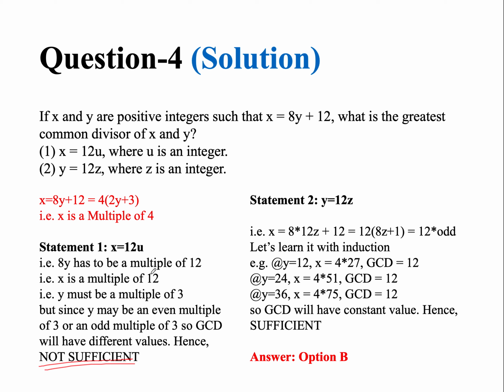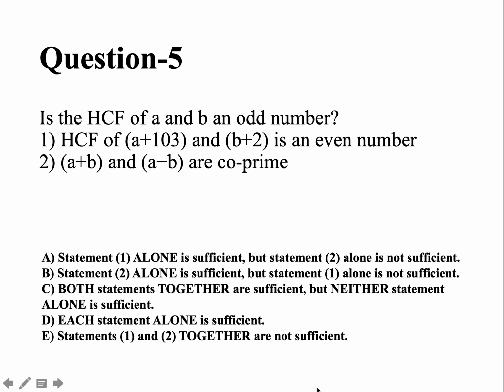While if you use the second statement, which says that y is a multiple of 12, then I guess the easiest thing is that we could assume some values of y such as 12, 24, 36. Substituting those values of y in this principal equation, we can find out the values of x, and in each case when we see the greatest common divisor of x and y, every time it is 12, leading us to a unique answer to the question. Therefore the answer becomes option B. That means the second statement alone is sufficient to answer the question.